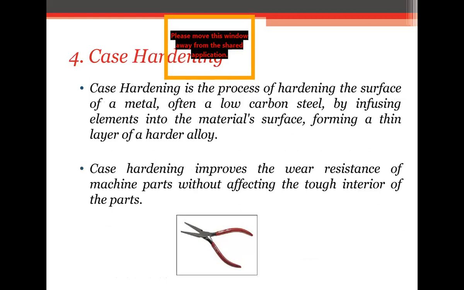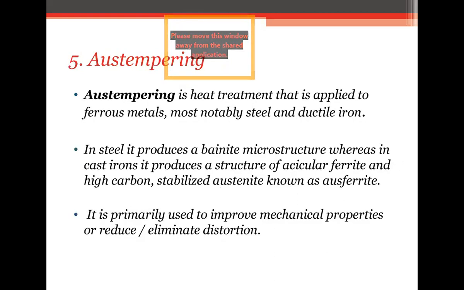Next one is case hardening process. Case hardening is the process of hardening the surface of metal, often a low carbon steel, by infusing elements into the material surface, forming a thin layer of harder alloy. Case hardening improves the wear resistance of a machine part without affecting the tough interior of the part. This is a diagram or example of case hardening process you can see in your day-to-day life.